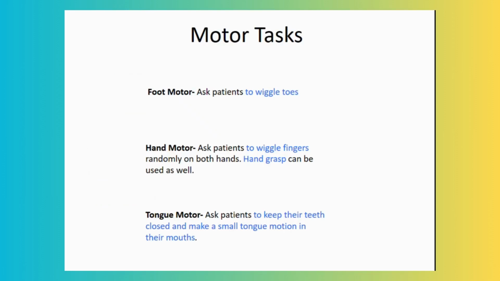For example, in foot motor, we can ask the patient to wiggle the toes, just toes only, not the ankle. In hand motor, we can ask to wiggle the fingers only, not the hand, because it will cause more motor involvement. So just fingers like this, or hand grasp like this. Tongue motor, keep the teeth closed, but make small tongue motion within the closed teeth. So that is also one of the commands.